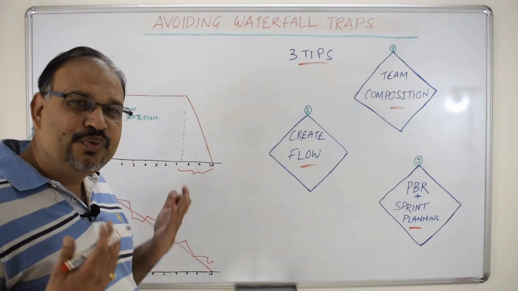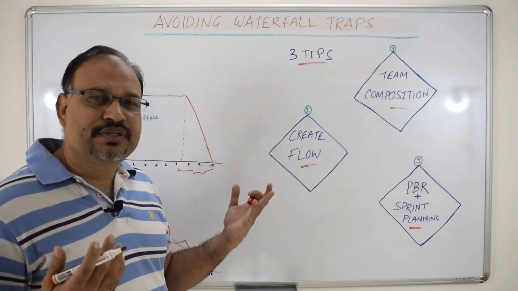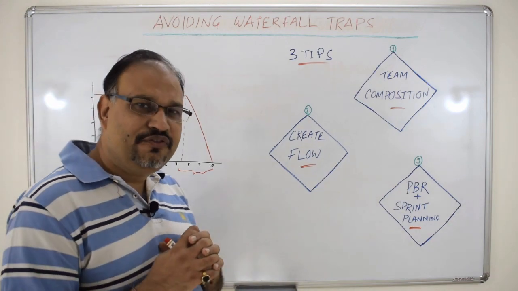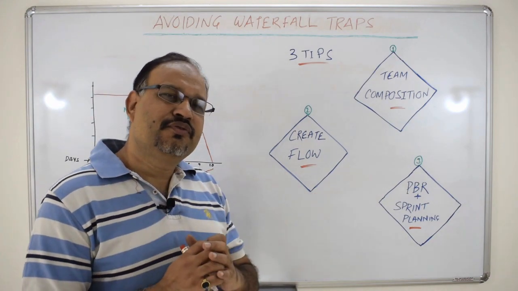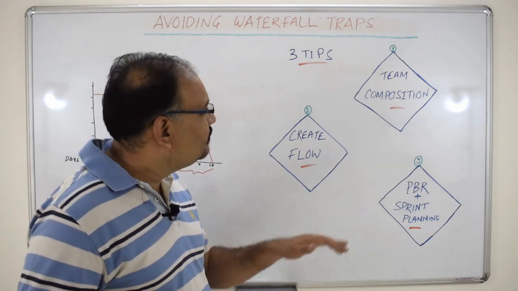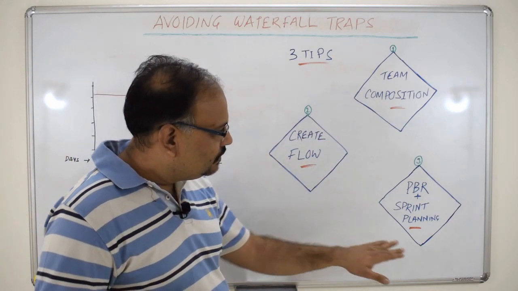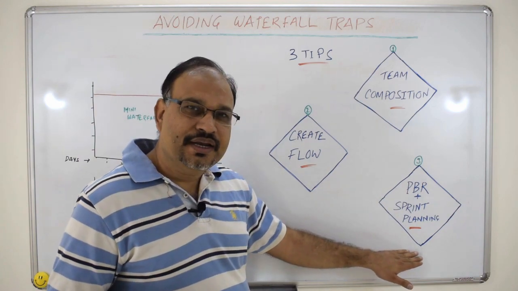So what to do? How do we avoid the waterfall traps? There are 3 tips which, once taken care of, can ensure that you are aligning to the Agile way of working and you are staying away from the waterfall traps. These tips are team composition, create flow, and PBR and sprint planning.